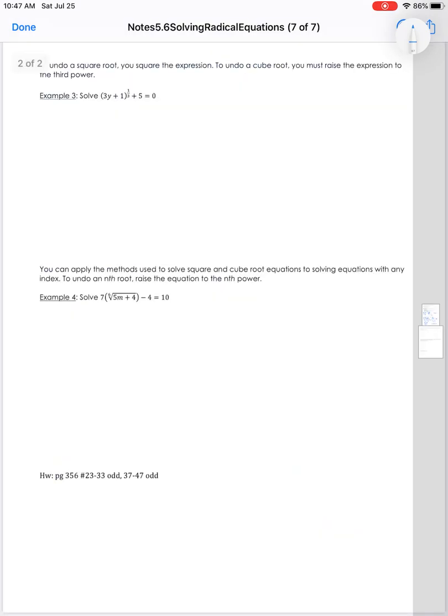So now when we check, and again, you check in the original, so 16 is going to get subbed into the original problem. So I get the square root of 4 equals 2 minus 4. 2 is equal to negative 2. Well, that's not true. So in this case, because 16 was the only answer, and it doesn't work out, you have no solution here. So 16 would be considered an extraneous solution because it doesn't work out.